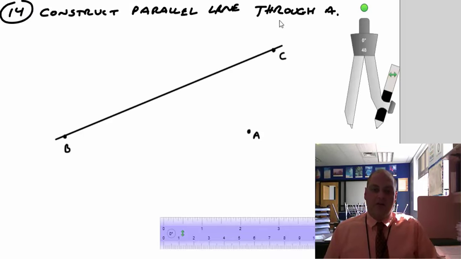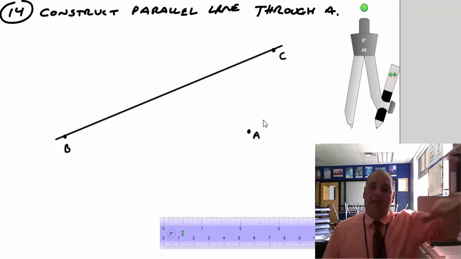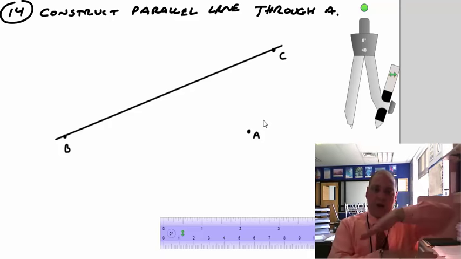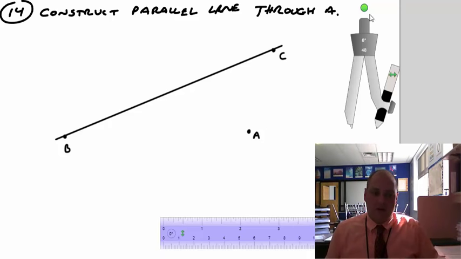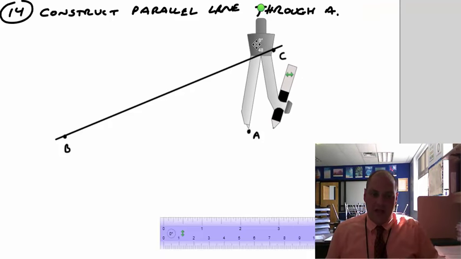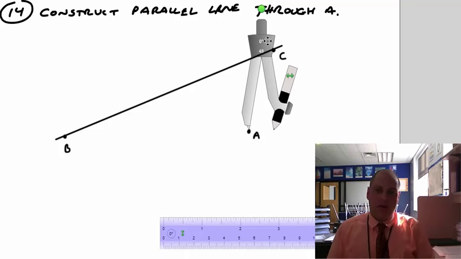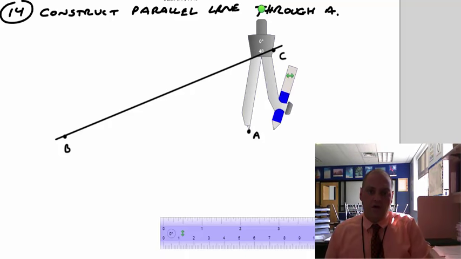All right, 14, construct a parallel line through A. If the point's off of the line, you want to make a parallel, just do 2 perpendiculars. So we're going to go perpendicular through A, and then another perpendicular through A. 2 perpendiculars guarantees that you have parallel. All right, so we're going to take our compass, put it on A, change colors again. Let's do purple now.